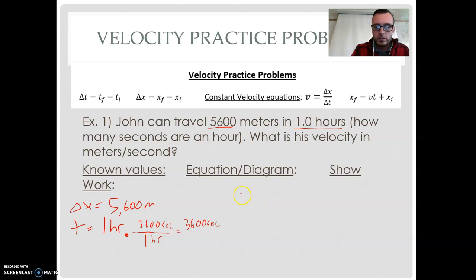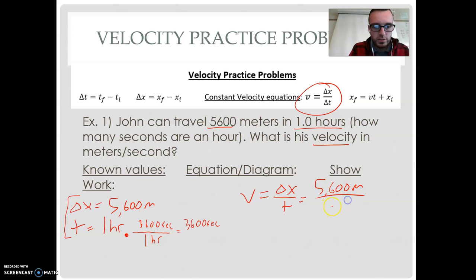So the question says, what is his velocity? Well, you look, we have delta x and we have t. So if we go to our equation sheet and it says, what is his velocity? Do you see how this problem-solving strategy helps us pick, oh, that's the equation I got to use. Velocity is displacement over time. Our displacement, how far we went from this place to that place in our journey, was 5,600 meters, and our time was 3,600 seconds. So if we divide 5,600 by 3,600, we're looking at 1.56 meters per second.